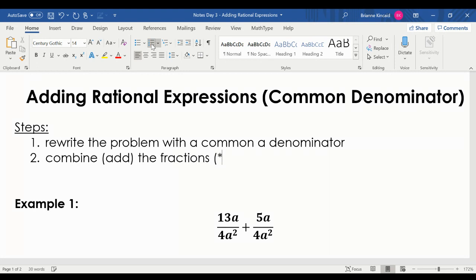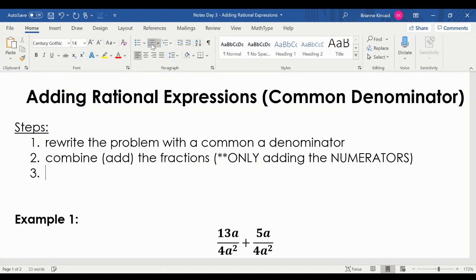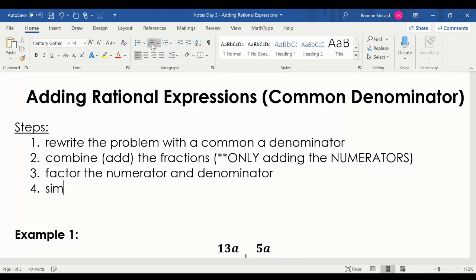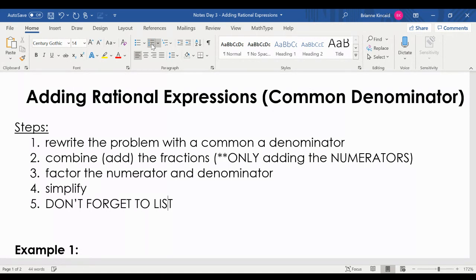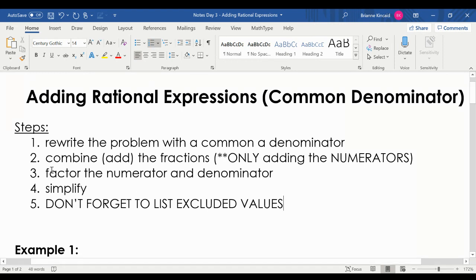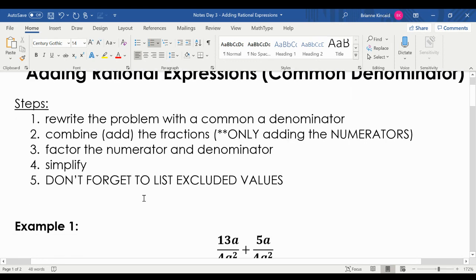Remember, when you are adding fractions, you are only adding the numerators. The denominator stays exactly the same. Once everything has been combined, you're then going to factor the numerator and denominator. You're going to simplify, and then always, always, always, don't forget to list the excluded values. The one thing that makes addition different from what we've seen before, multiplying and dividing, is you factor at the very end. So you factor only after this has become one single fraction.